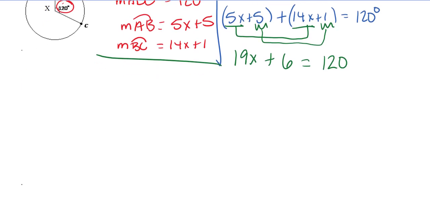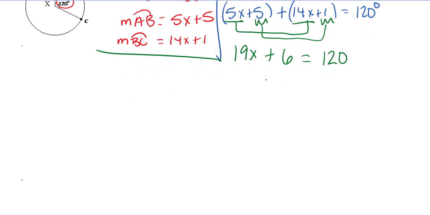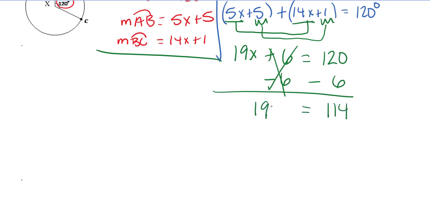Now, in order to get x by itself, the first thing we're going to do is subtract 6 on both sides. So that way it's 0 on the left-hand side, and whatever we do to the left-hand side, we have to do to the right. So 120 minus 6 is equal to 114. And then we have 19x. Now, if we want to get x by itself, we need to undo this multiplication because this is really like 19 times some number is equal to 114. So to find that value x, we're going to divide by 19 on both sides. So this is just equal to 1x.